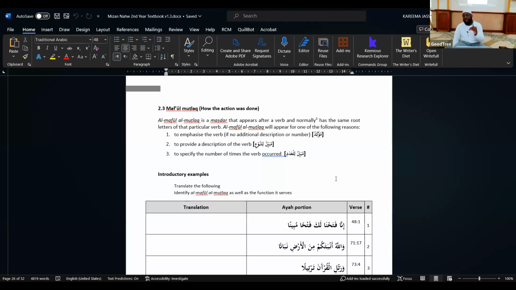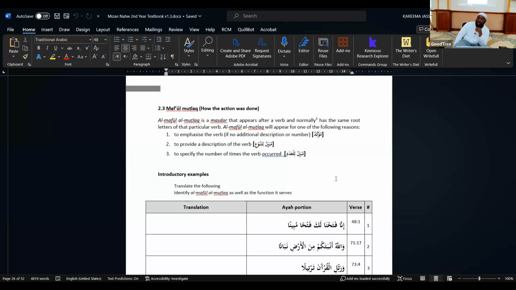We're going to the reason for the maf'ul mutlaq. We're going to mention a few reasons, right? So maf'ul mutlaq is a masdar that appears after a verb and normally has the same root letters of that particular verb. So that's the first point that you want to understand about the maf'ul mutlaq. Most times the maf'ul mutlaq will come with the same verb, right? Will come with the masdar of the verb. The maf'ul mutlaq will appear for one of the following reasons.